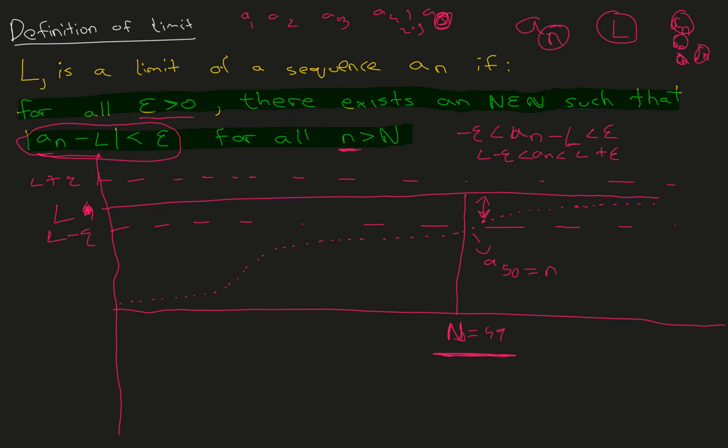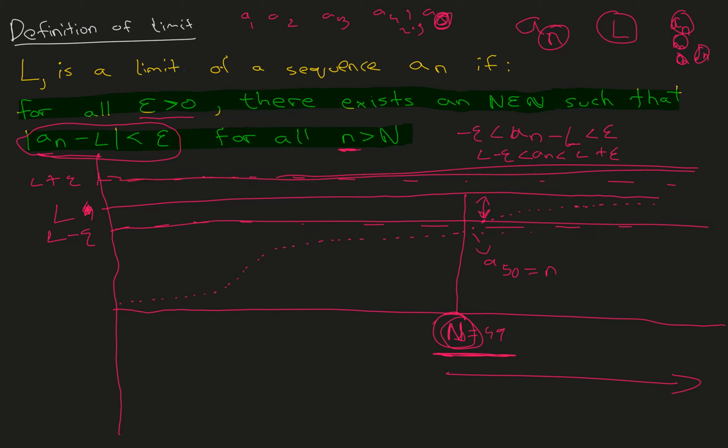So what the definition is basically saying is, if a sequence has a limit, then after some n, after some capital N, all the terms in the sequence, for example a50, a51, a52, a53, a100, all the terms of the sequence after the capital N, always after the capital N, are all in this tube, L minus epsilon, L plus epsilon. In this tube, or in this gap, or in this pipe right here, all of the terms of the sequence are in this tube.